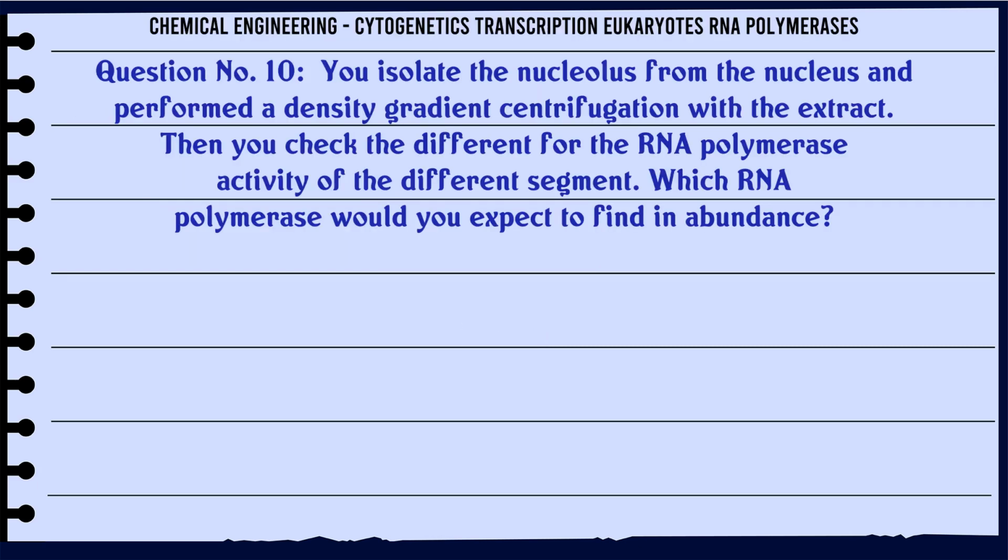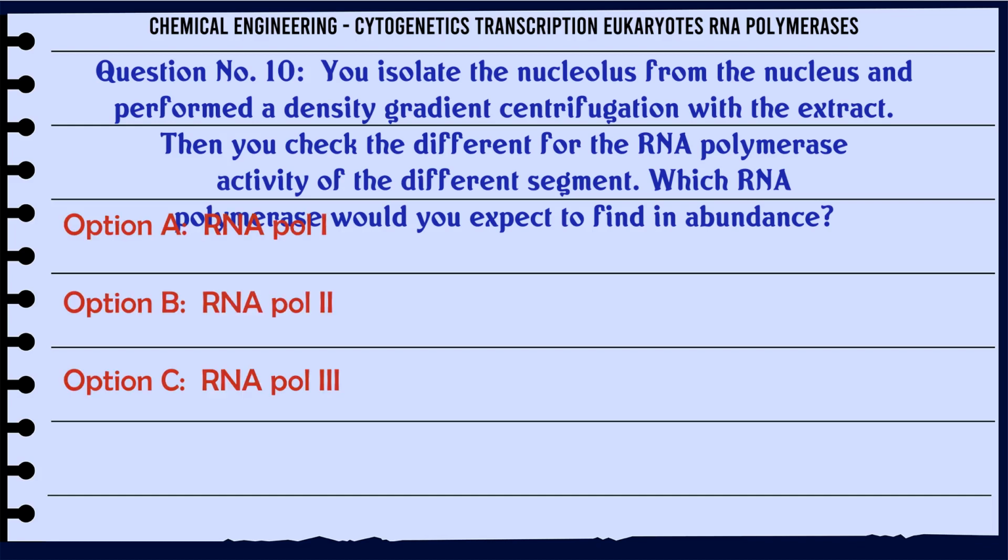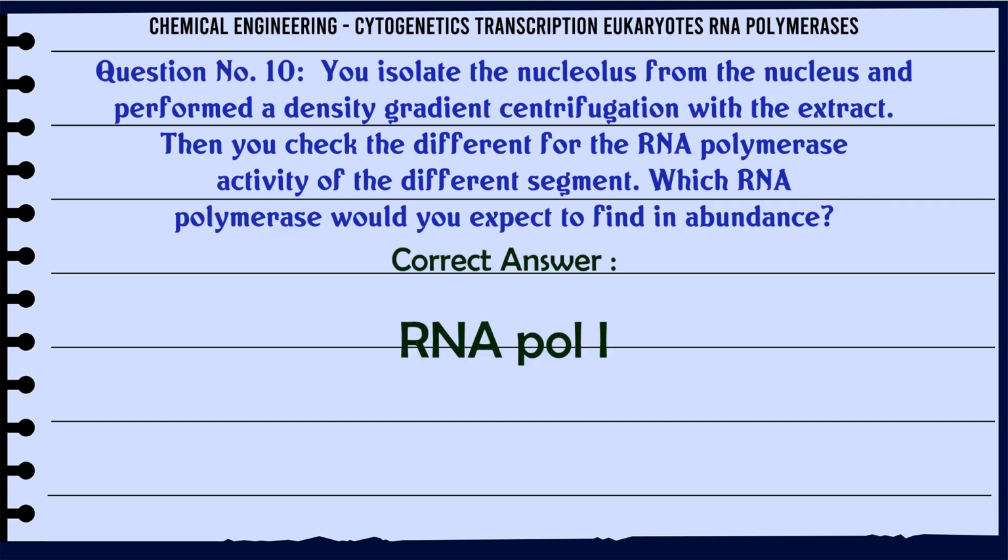You isolate the nucleolus from the nucleus and perform a density gradient centrifugation with the extract. Then you check the different segments for RNA polymerase activity. Which RNA polymerase would you expect to find in abundance? A: RNA pol I, B: RNA pol 2, C: RNA pol 3, D: RNA pol 4. The correct answer is RNA pol I.